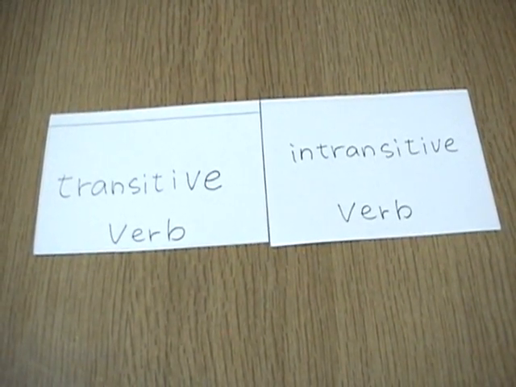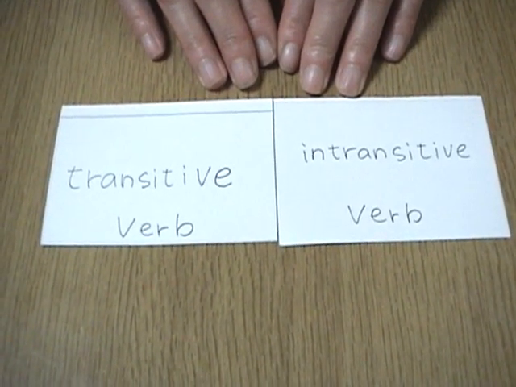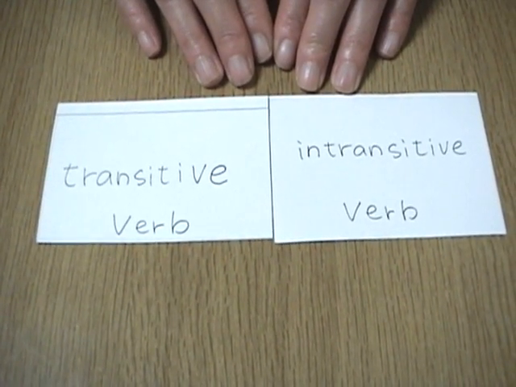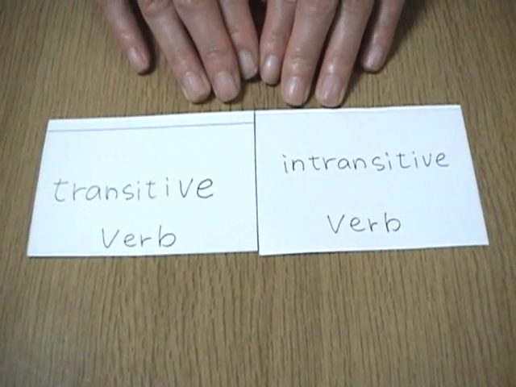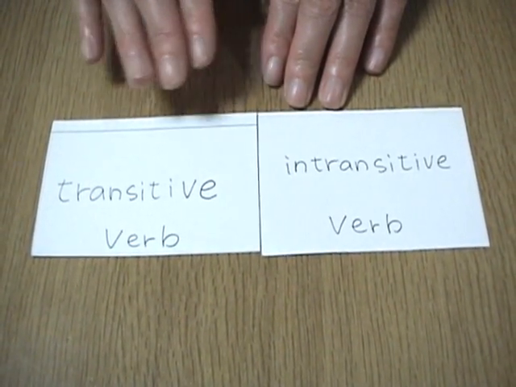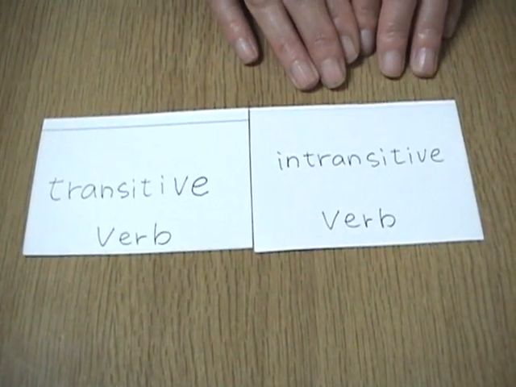Transitive verb and intransitive verb. Step 1. The difference between transitive verb and intransitive verb. There are two types of verb. One is a transitive verb and another is an intransitive verb.